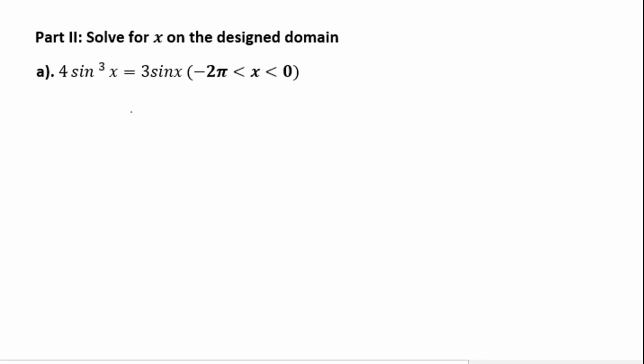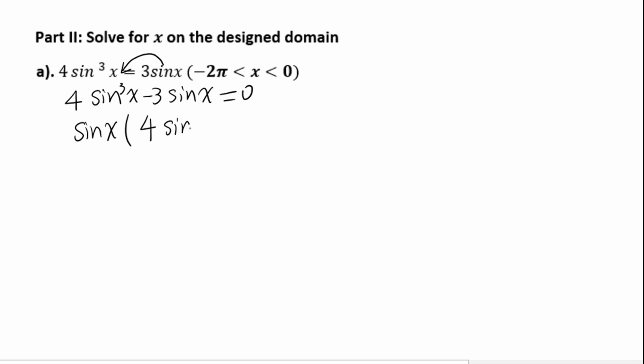We know this is a polynomial pattern equation. So first of all, we need to get the equal 0 form. Move 3 sine x to the left side. We get 4 sine x cubed minus 3 sine x equals 0. The common factor is sine x. So we have sine x times 4 sine square x minus 3 equals 0.